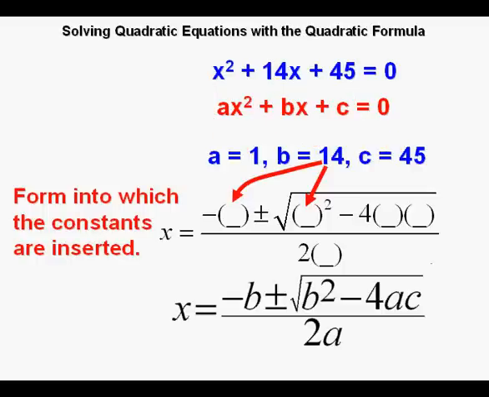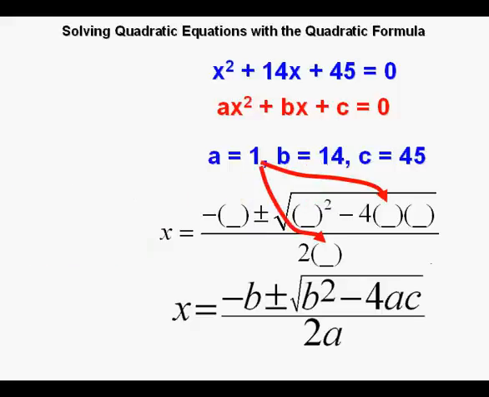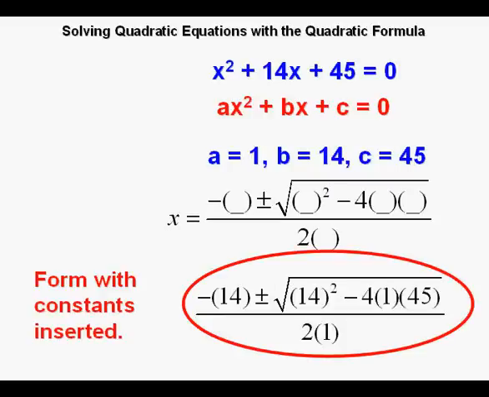Wherever there's a letter in the formula, we place a parenthesis for a number to be inserted. The b is 14 and is inserted here and here where the arrows are pointing. The a is 1 and goes here and here where these arrows point, and the c is 45 and goes here in this one place. With all the numbers in place, this is what the quadratic formula looks like at the bottom.